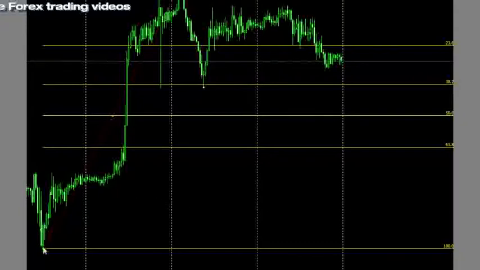So basically the way it works is we've got a wave of price action here. Let's say we want to buy this, but we don't want to buy at the top here. We want to wait for the price to pull back. So where do we wait for the price to pull back? Where do we get in? Well, that's where the Fibonacci tool comes in handy.